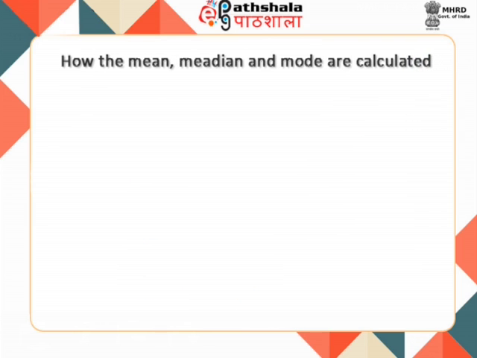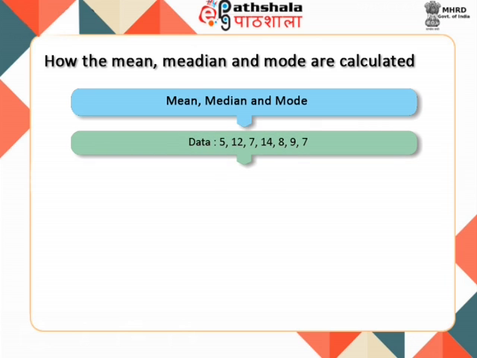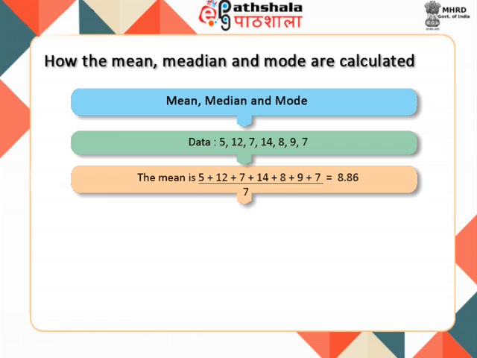Now let us see how the mean, median, and mode are calculated. Firstly, the arithmetic mean or average represents the sum of total scores in a distribution divided by the total number of scores.